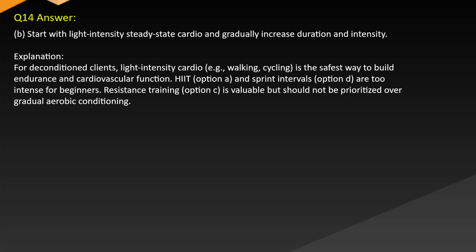Explanation. For deconditioned clients, light-intensity cardio, e.g. walking, cycling, is the safest way to build endurance and cardiovascular function. HIIT, option A, and sprint intervals, option D, are too intense for beginners. Resistance training, option C, is valuable but should not be prioritized over gradual conditioning.